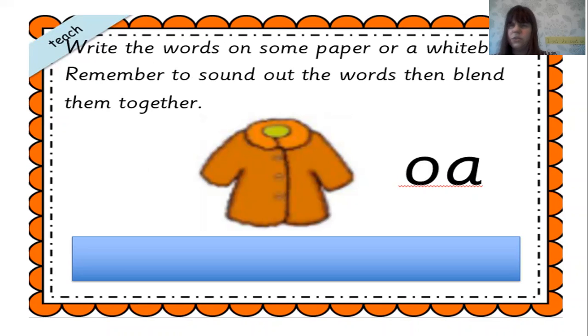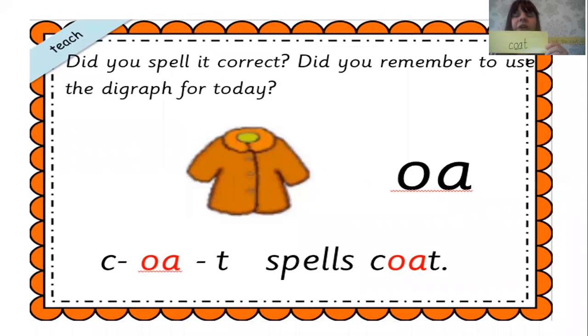OA has 2 letters that make one sound. Oh, it's on the board to help me. My final sound is T. Are you ready to show? Ready, steady, show. Did you get it correct? Let's have a look. Check and correct. Doesn't matter if you made a little mistake. Check the board, check my work, and correct it.